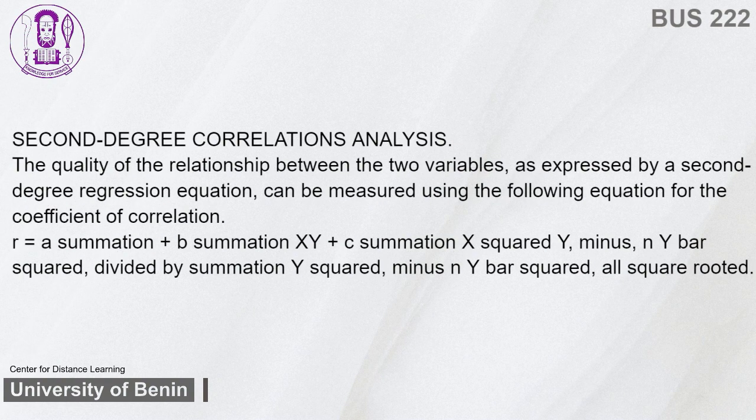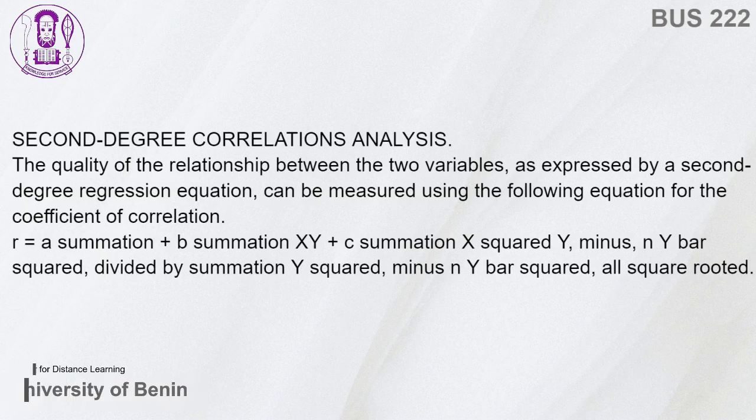Second-degree correlation analysis. The quality of the relationship between the two variables, as expressed by a second-degree regression equation, can be measured using the following equation for the coefficient of correlation. R equals the square root of a summation y plus b summation xy plus c summation x squared y, minus n y bar squared, divided by summation y squared minus n y bar squared.